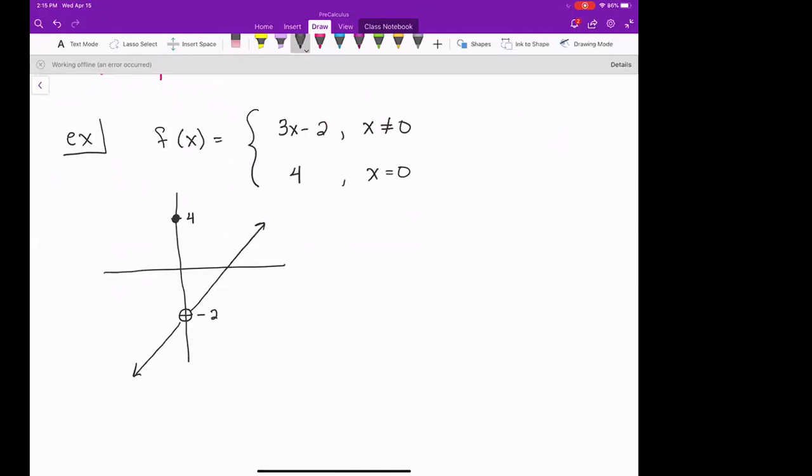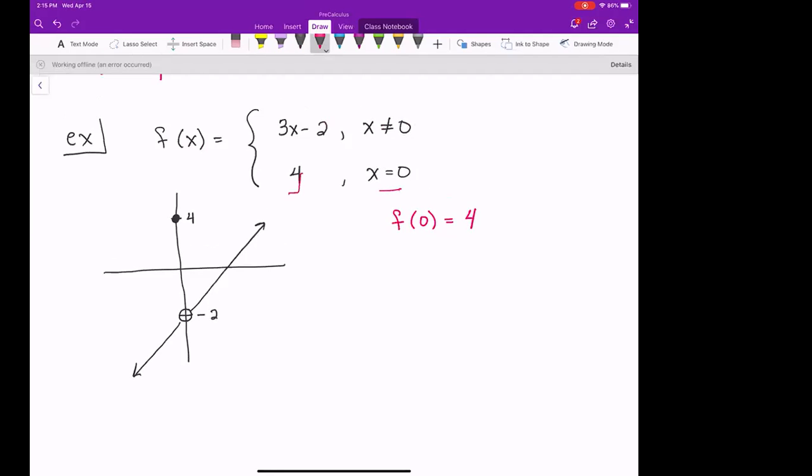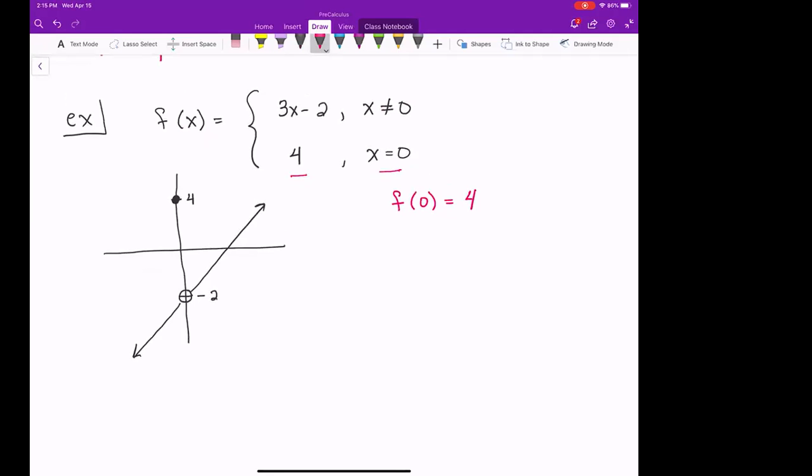So if I asked you a question like, what is the value of f of 0? That's the question that says, when x equals 0, that's the destination. When x equals 0, what is the value for y? That's the question being asked. Well, that value would be 4, because when x is equal to 0, y does equal 4.